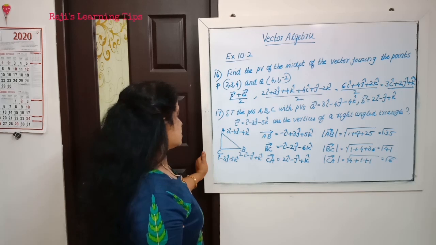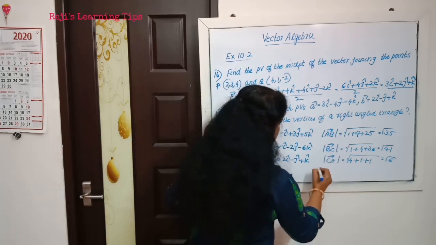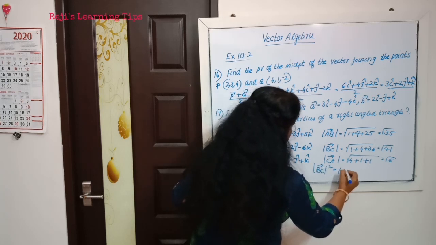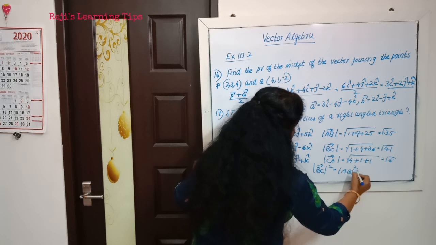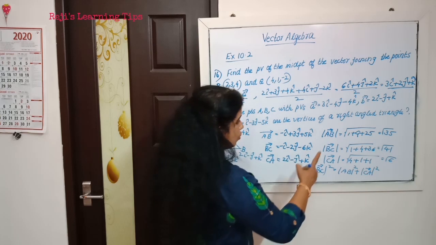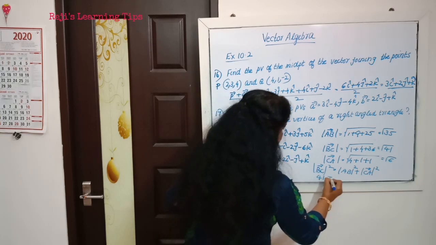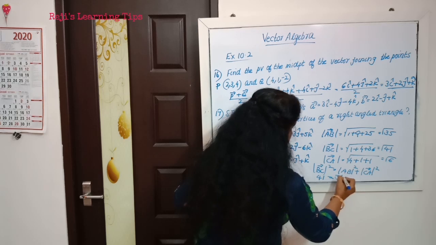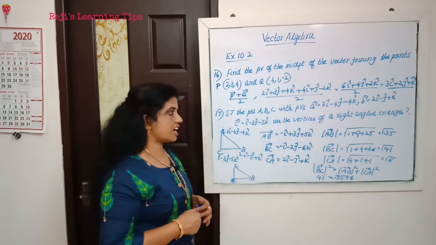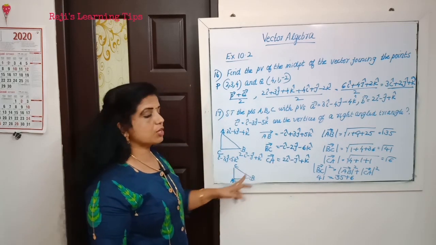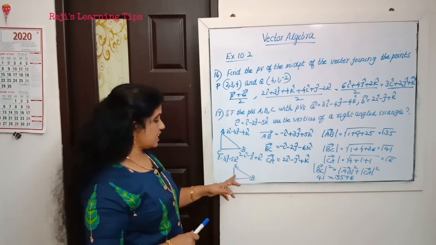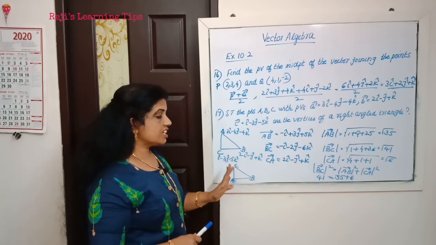Then we can say that modulus of BC square is equal to modulus of AB square plus modulus of CA square. BC square is root 41 square, that is 41, is equal to AB square, that is 35, plus 6, then 41 is equal to 41. We can say that this is a right angled triangle, right angled at A, because BC is the hypotenuse. Hypotenuse square is equal to base square plus altitude square. So this is a right angled triangle, right angled at A.